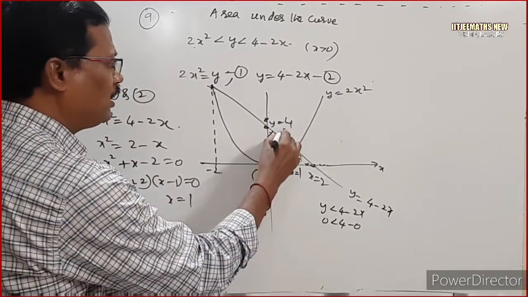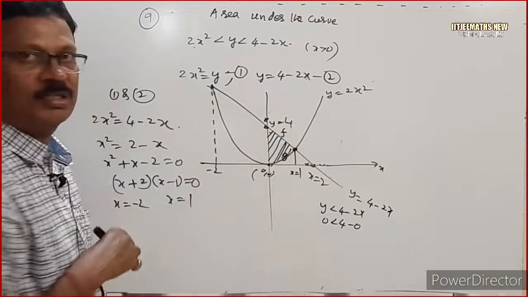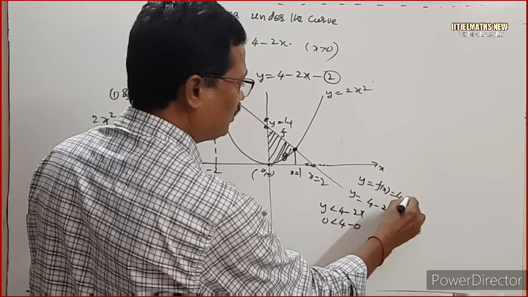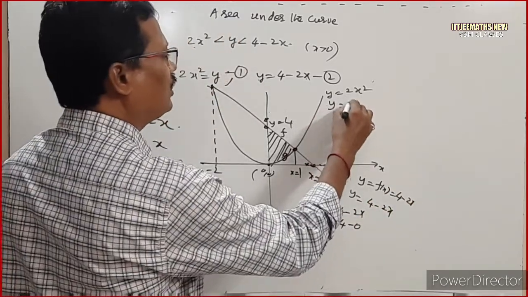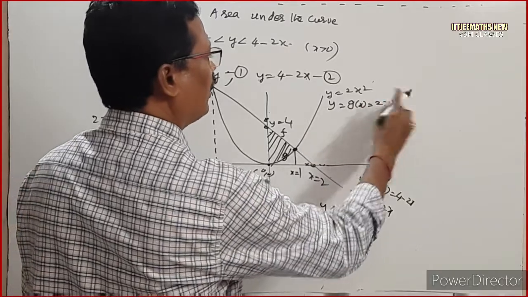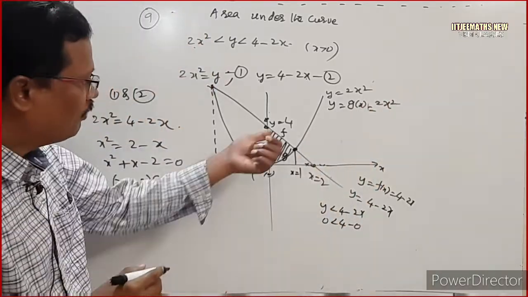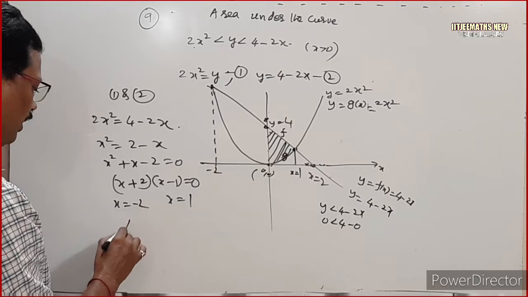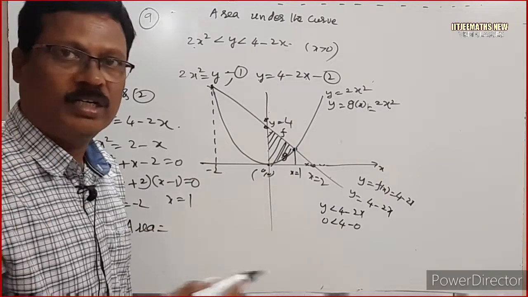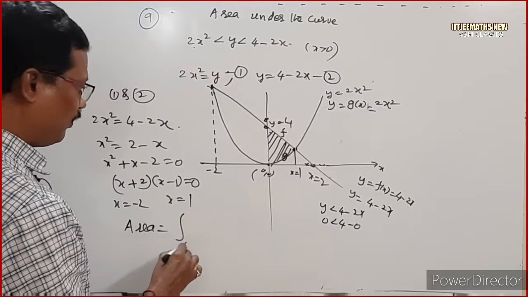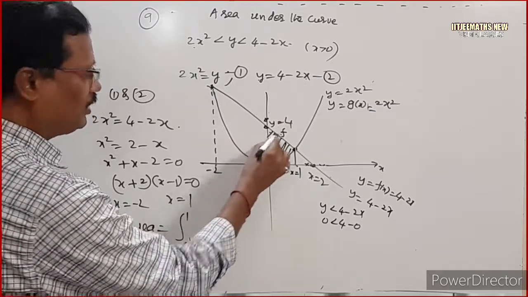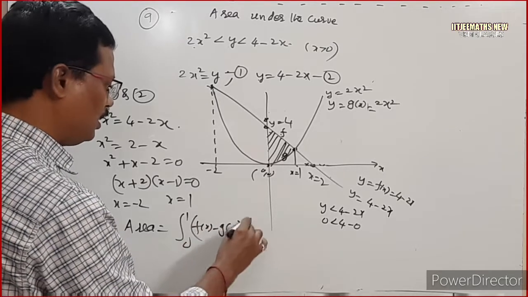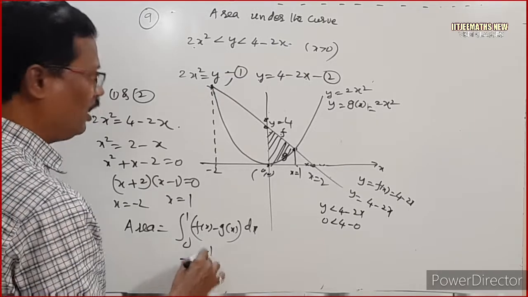Therefore, this straight line is f and the parabola is g. What about the straight line? This y is equal to f(x) is equal to 4 minus 2x. And here y is equal to g(x) is equal to 2x square. Okay. Therefore, the area between f and g between the limits 0 and 1 is the required area. That required area is the integral from 0 to 1 of f(x) minus g(x) dx.